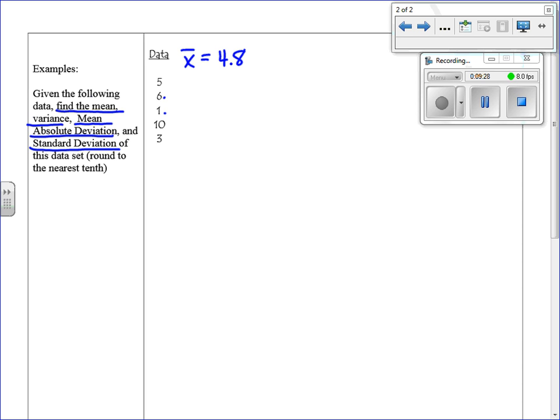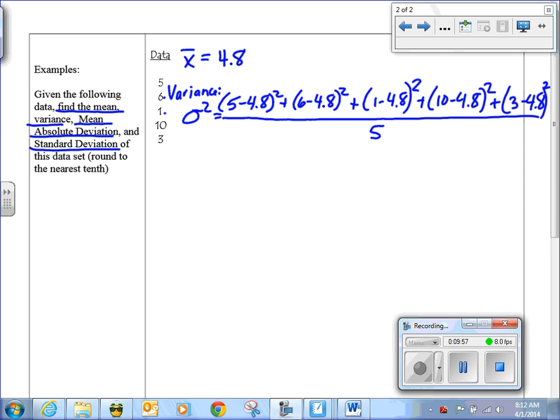Now, the next thing it says is find the variance. I'm going to pause this and write out the data for the variance. Then once I do that, I'm going to ask that you determine the variance, the mean absolute deviation, and standard deviation with this data.